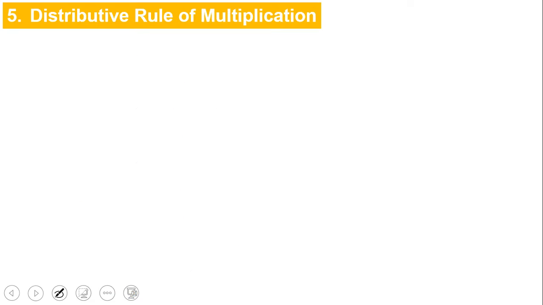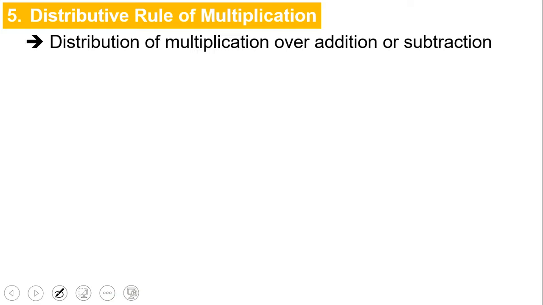Then the fifth rule, distributive rule of multiplication. Okay. So, distribution of multiplication over addition or subtraction.